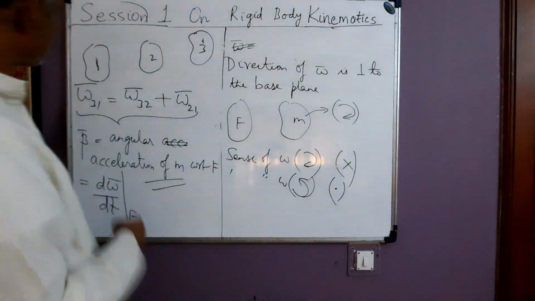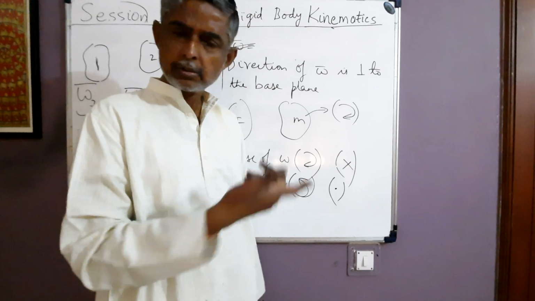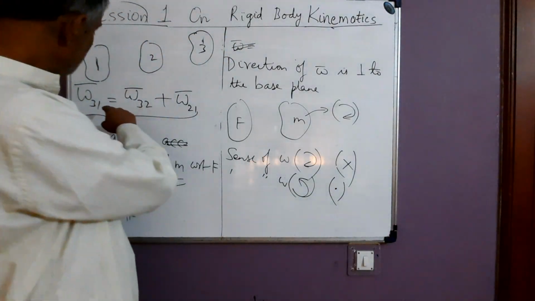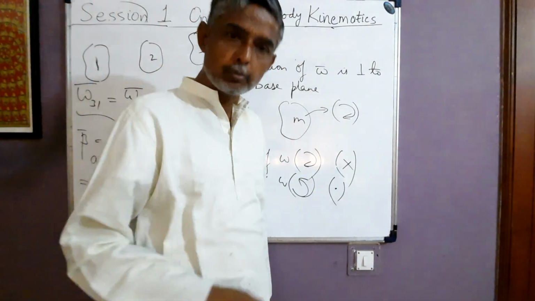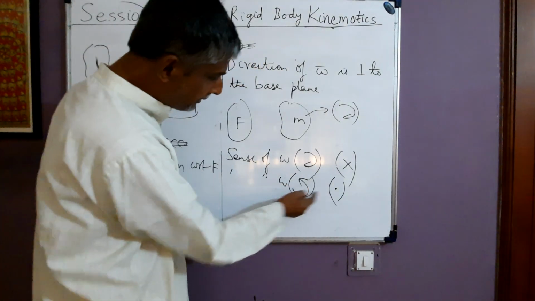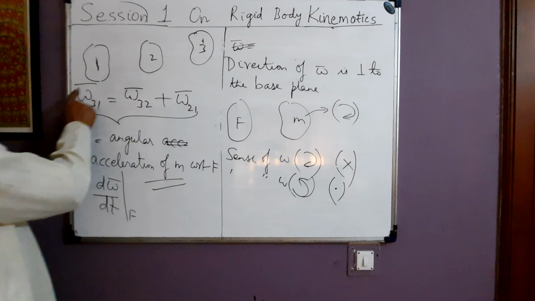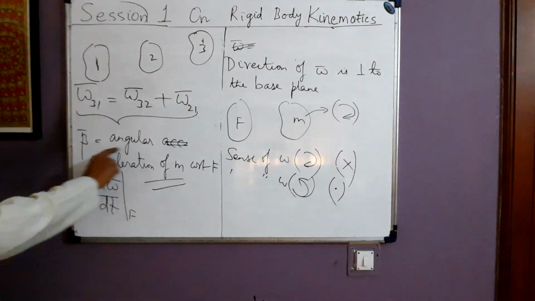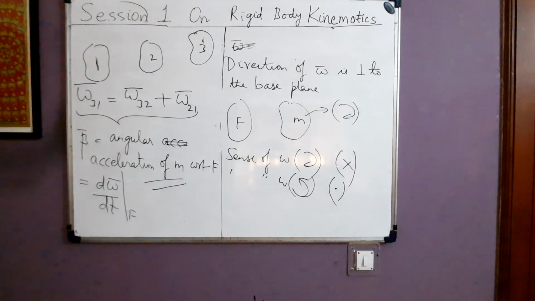Then I talked about angular velocity of m with respect to f. It's a vector, it has magnitude and direction. Magnitude is called the angular speed. Then there are 2 aspects of omega: sense and direction. Sense and direction of omega are related to each other by the right hand thumb rule. For clockwise omega, direction is normally into the base plane. Anti-clockwise omega, direction is normally out of the base plane. Then I said that angular velocity depends on the frame of reference. They are related by this formula. Then I said angular acceleration, what is it? I defined it.